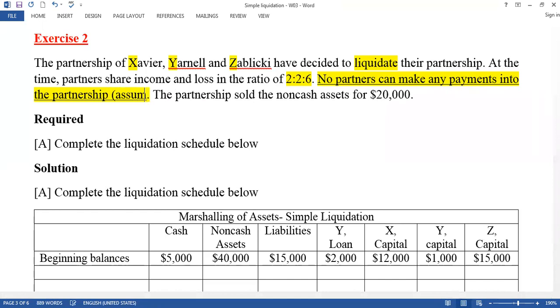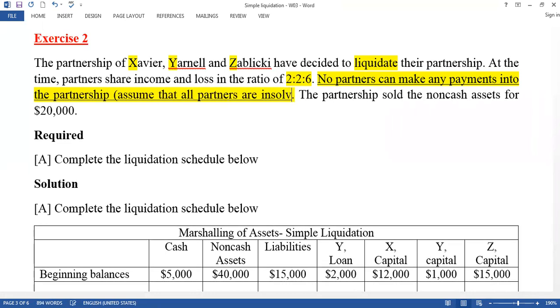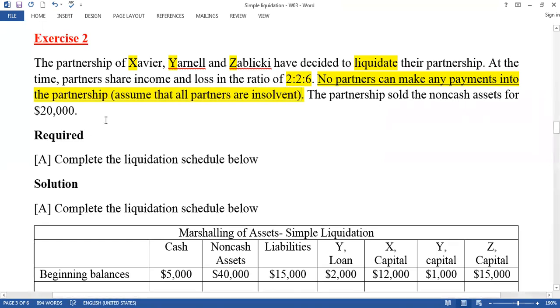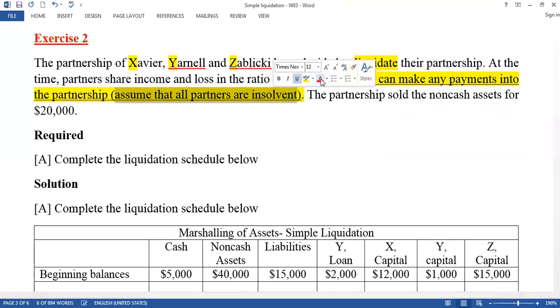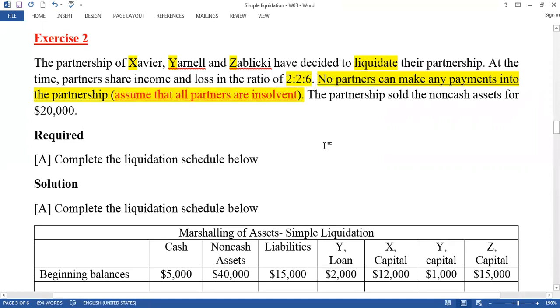we have to assume that all partners are, this is our assumption according to this question. Assume that all partners are insolvent. If they have any capital deficiency, other partners will share this loss. For example, I have the capital deficiency. You are the partners. You have to share my loss. You cannot force me to bring my personal cash because we assume that we are insolvent. I think you understand, right?